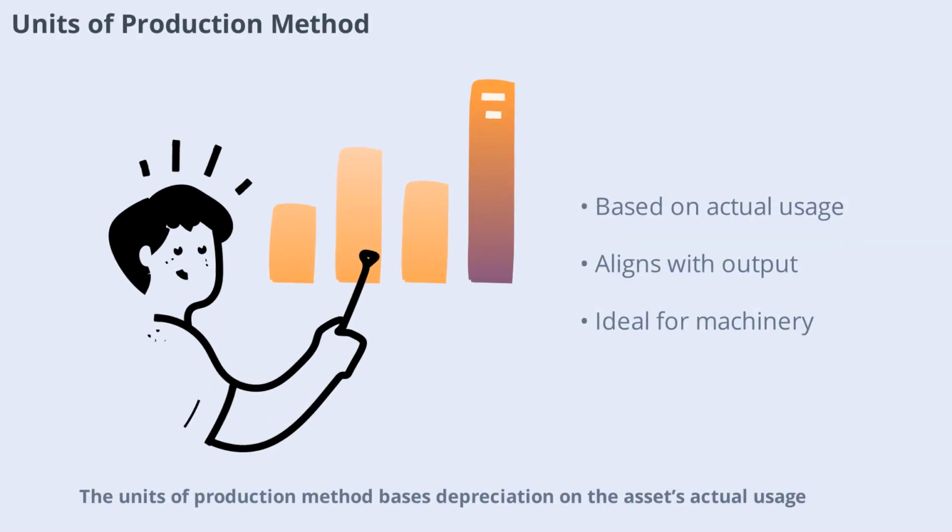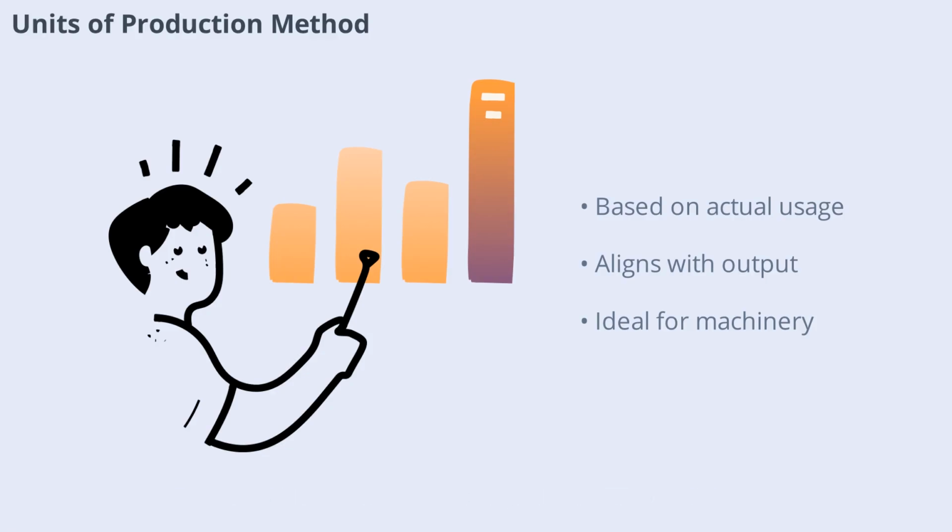Units of production method bases depreciation on the asset's actual usage, output, or activity level. This approach is ideal for assets whose wear and tear depends on how much they're used, such as machinery or vehicles. Depreciation expense is calculated by dividing the depreciable amount by the total estimated units of production, then multiplying by the actual units produced in the period. This method ensures that depreciation aligns closely with the asset's economic benefits.